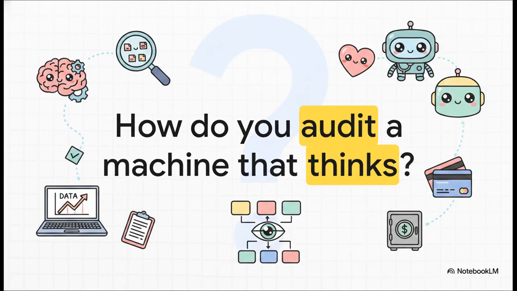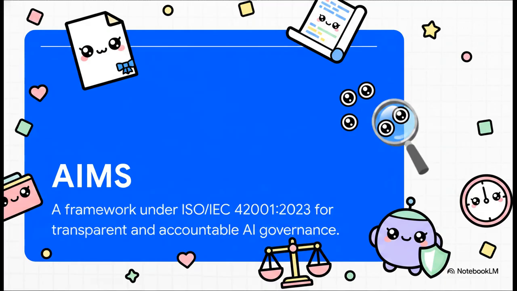Think about it. If an AI system in a hospital misdiagnoses a patient, or an algorithm incorrectly denies a loan because of some flawed data, we can't just throw our hands up and blame the machine. No way. We have to trace that decision-making process all the way back to its roots. We need to see the exact data it was trained on, the testing it went through, and crucially, the human oversight involved. So, to answer that question, we use an AIMS.